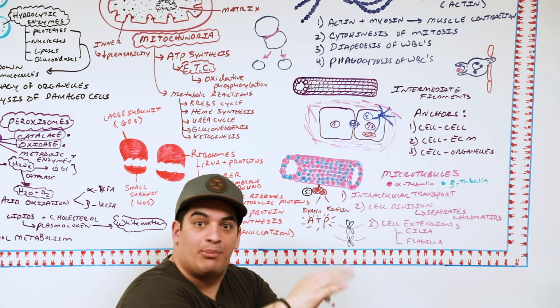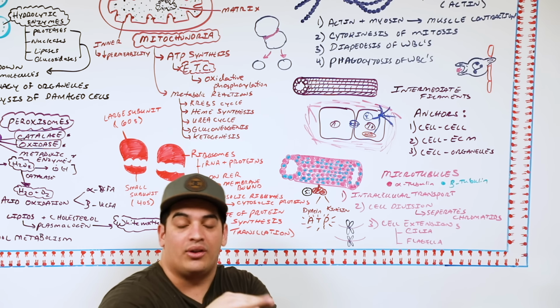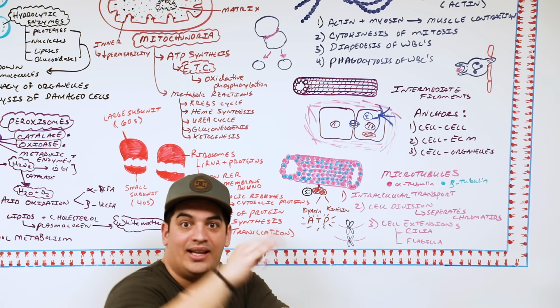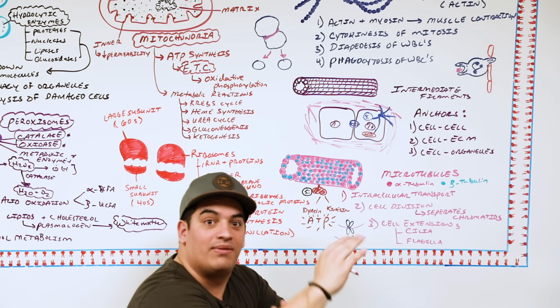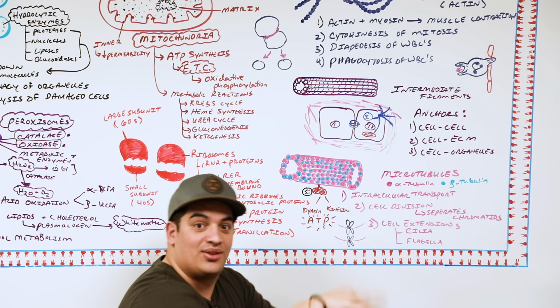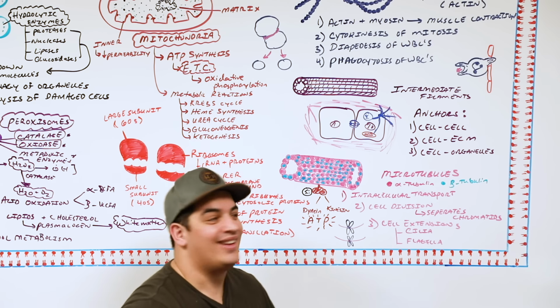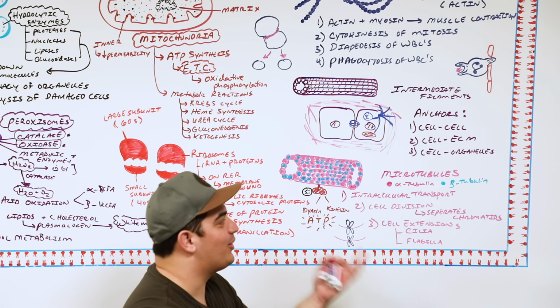Flagella: in order for the sperm to be able to move towards the oocyte, or in this case the secondary oocyte, it needs to have that type of motion. Again, microtubules make up the base of the flagella and utilize these dynein proteins to create that whipping motion. So now we have an idea what these microtubules do.